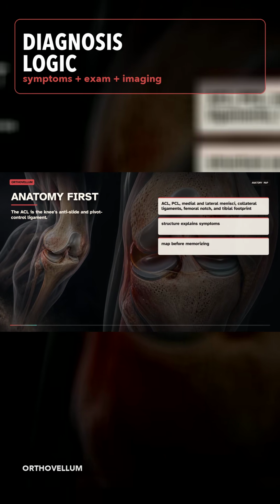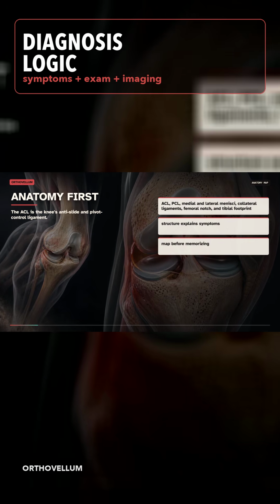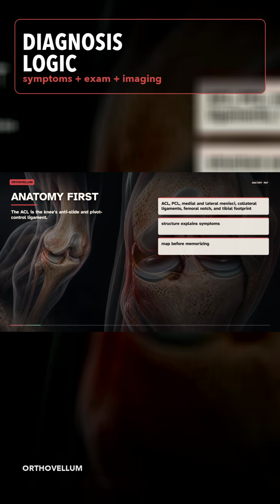In real life, the problem sounds like this: a pop, fast swelling, pivoting pain, and the knee giving way when changing direction. That story is the doorway into the diagnosis. It tells us which tissues are likely overloaded, irritated, torn, compressed, or failing to share load.